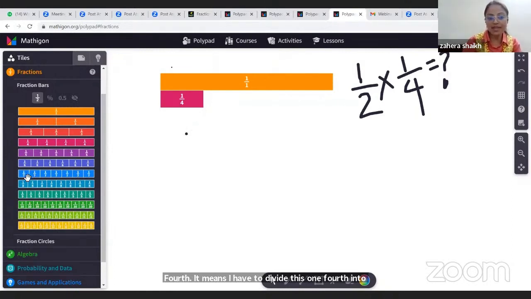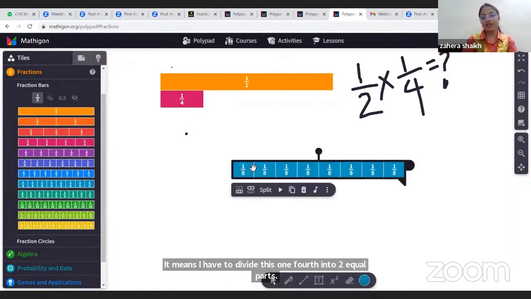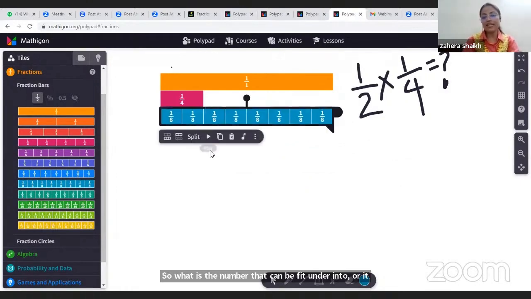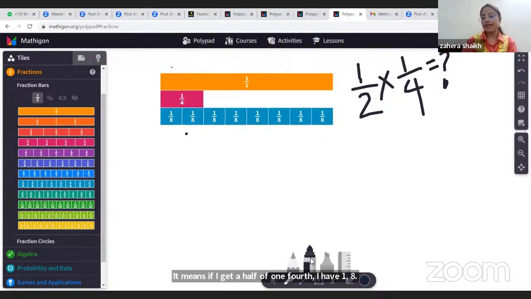So what is the number that can fit under it, or can divide this 1/4 into 2 equal parts? I can see that 2 tiles of 1/8 fill that space of 1/4. It means if I get a half of 1/4, I have 1/8. So here my answer would be 1/8, right? This is my answer, 1/8. Okay.